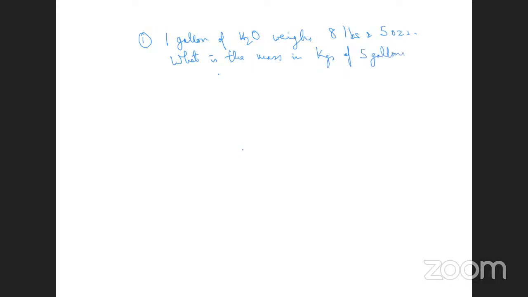So the first question, it's descriptive. 1 gallon of water weighs 8 pounds and 5 ounces. The question is asking, what is the mass in kilograms of 5 gallons?